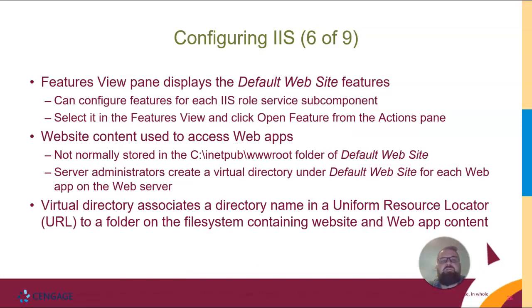So the features view pane displays the default website features. This is what I was talking about earlier. You can configure features for each IIS role service subcomponent. You'll have a bunch of features inside of each subcomponent, and then you select it in the features view and click open feature from the actions pane.